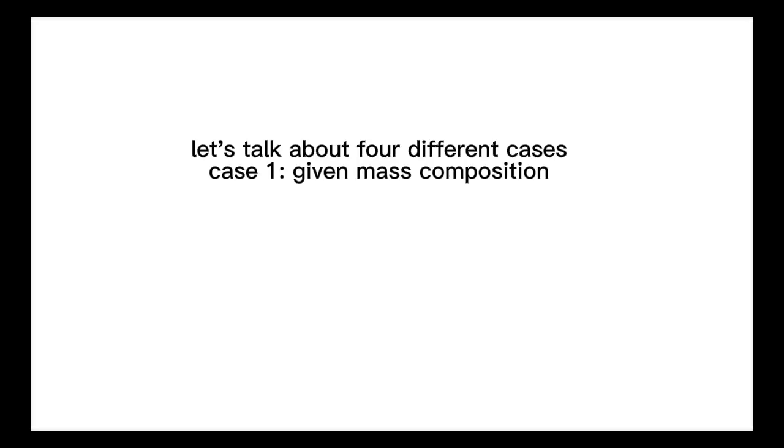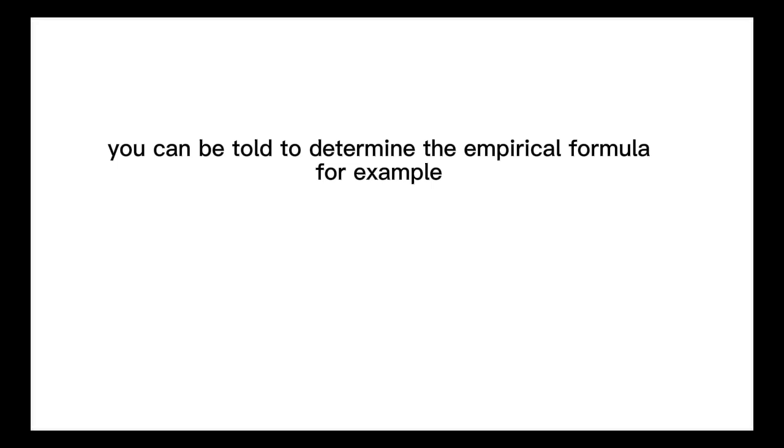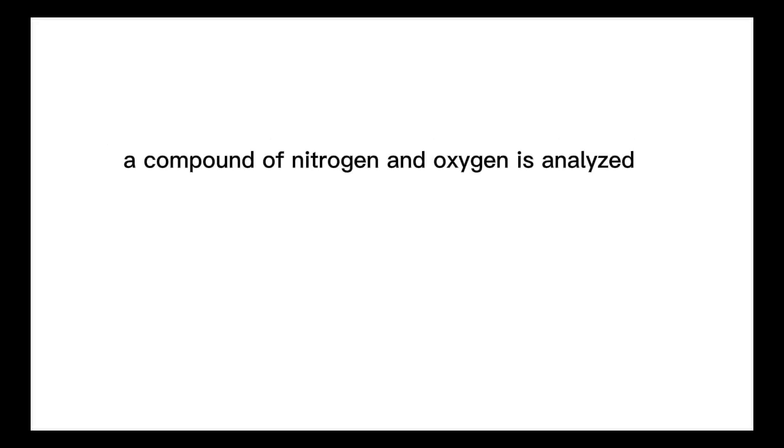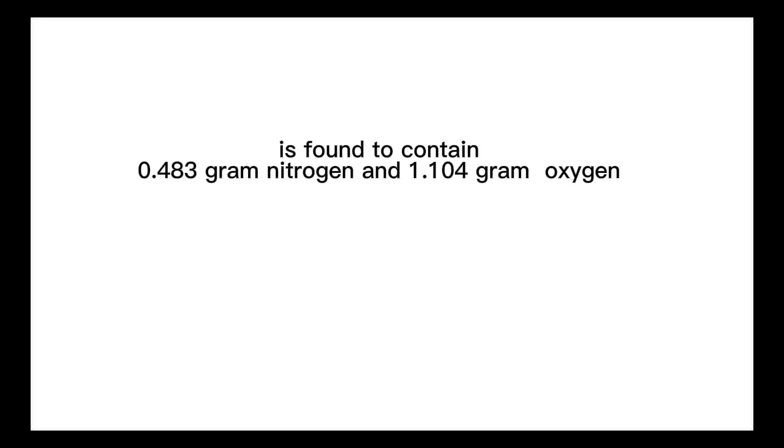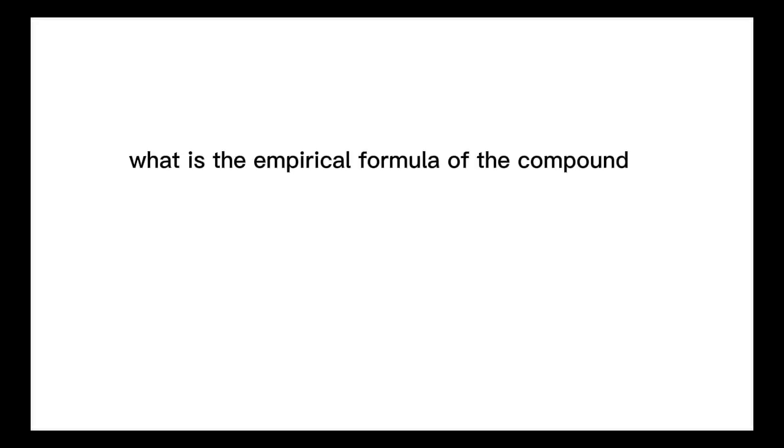Let's talk about the nature of empirical and molecular formula problems. Empirical formula problems can come in various forms, including, let's talk about 4 different cases. Case 1, given mass composition. Given the masses of elements in a compound, you can be told to determine the empirical formula. For example, a compound of nitrogen and oxygen is analyzed, and a sample weighing 1.587 gram is found to contain 0.483 gram nitrogen and 1.104 gram oxygen. What is the empirical formula of the compound?